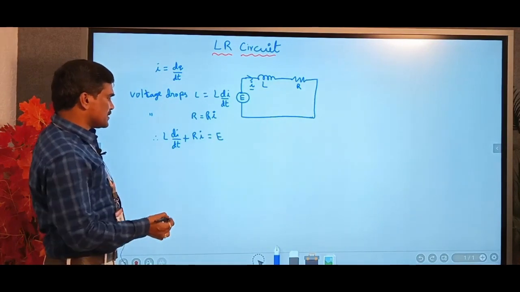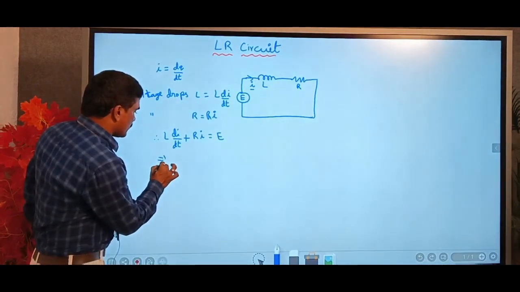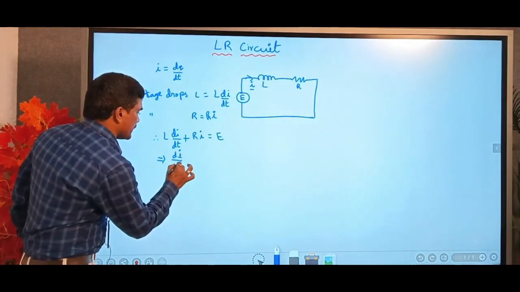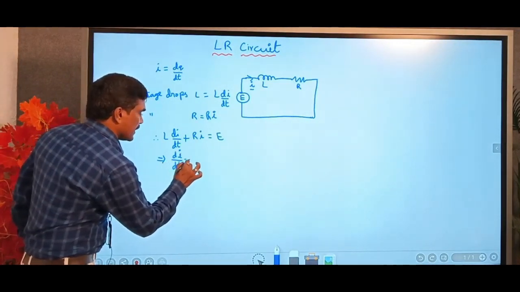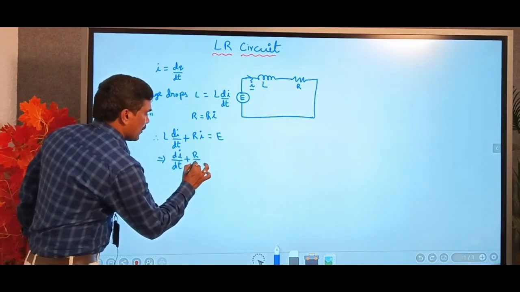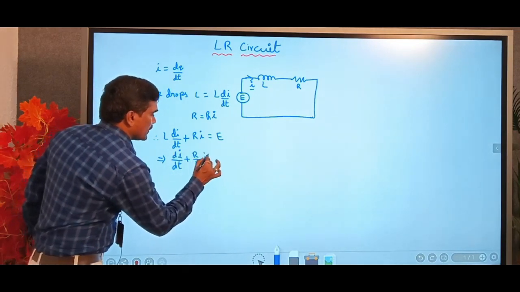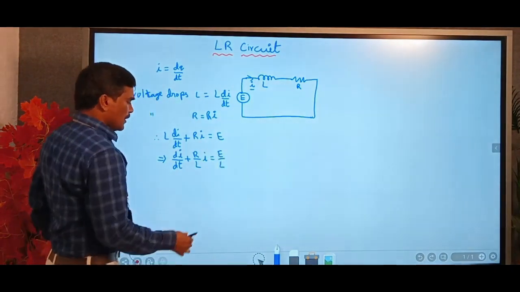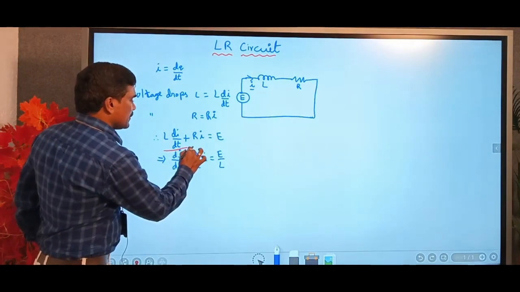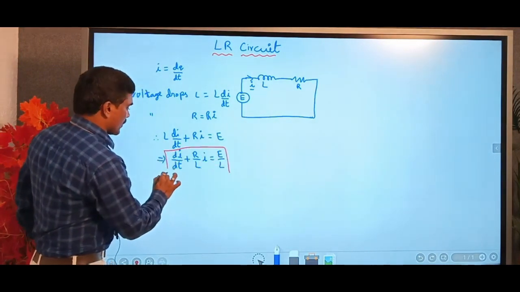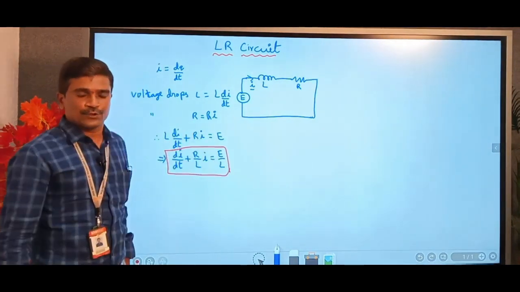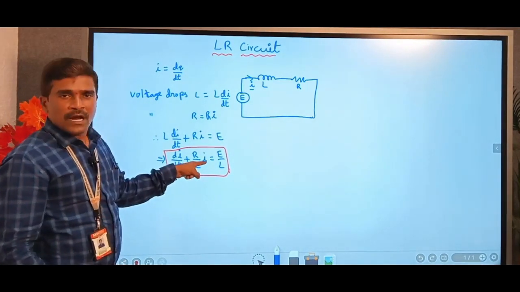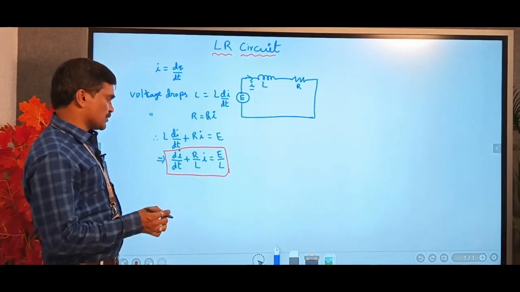From this, write the equation by dividing with L. So we get di by dt plus R by L into I is equal to E by L. This is the differential equation from the given electrical circuit. Now from this, find the solution for I. So how do we find the solution for I?